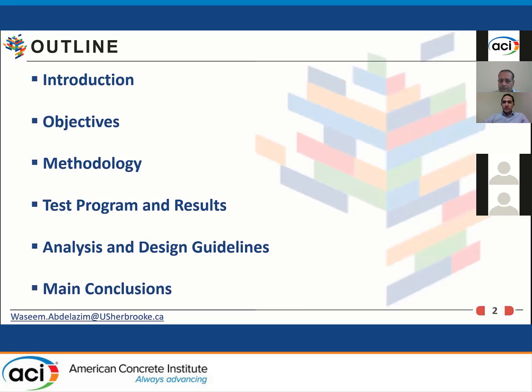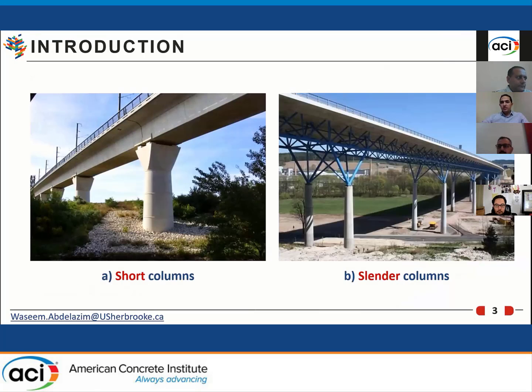The typical content of the presentation is outlined into 6 sections. It starts with the introduction, followed by the objectives and the methodology. The methodology consists of the experimental program and the theoretical study. Then the presentation ends with the main conclusions and design recommendations. Let's get started with the introduction.